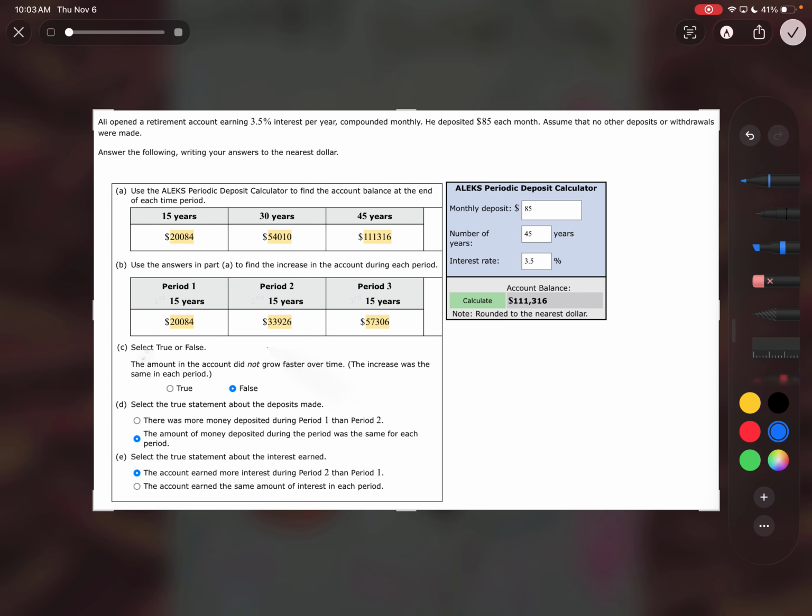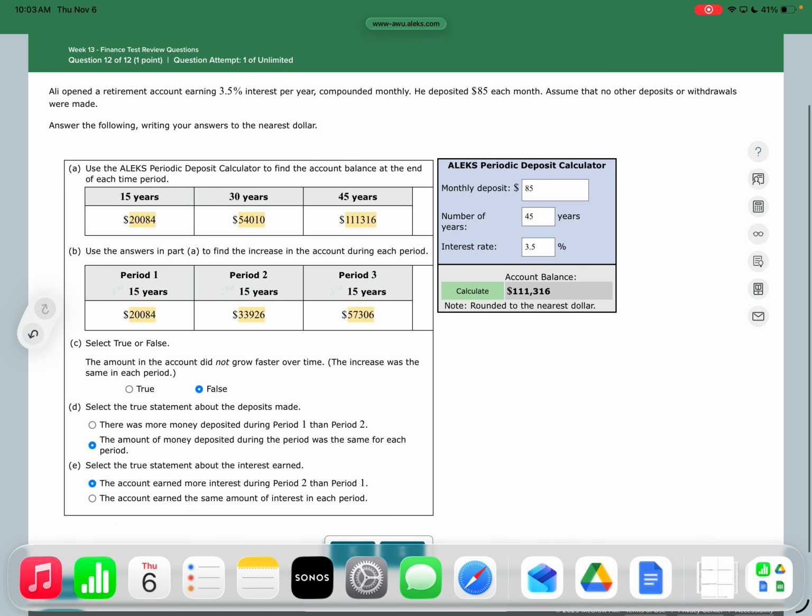All right, so for this one we did 54,010 minus 20,084, and for this one we do 111,316 minus 54,010. Okay. All right, so that is the review for the test.